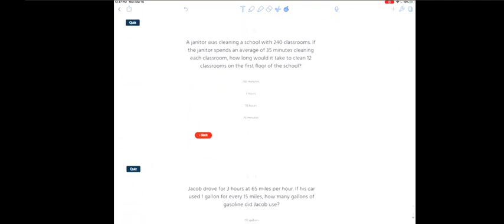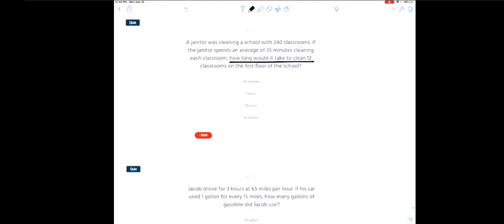It says, a janitor was cleaning a school with 240 classrooms. If the janitor spends an average of 35 minutes cleaning each classroom, how long will it take to clean 12 classrooms on the first floor of the school? This one has a lot of numbers. So let's make sure we know which numbers are the ones we actually need. And you know what? Maybe there's extra numbers, and I can almost guarantee that. So first of all, what is the question asking us for? It's asking for how long will it take to clean 12 classrooms, okay?